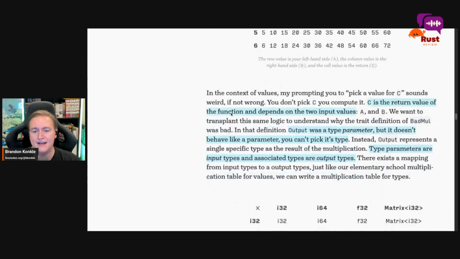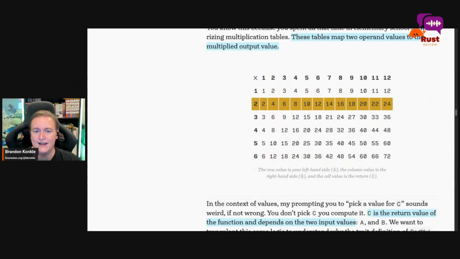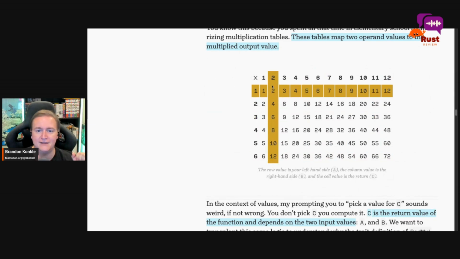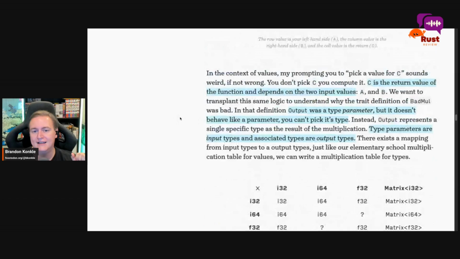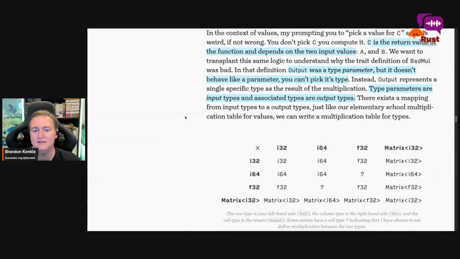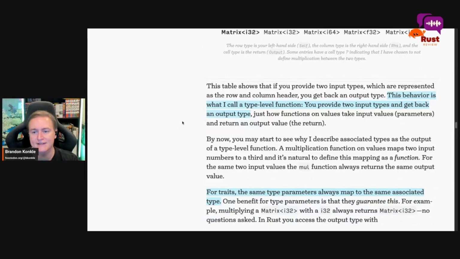But if you step back a little bit and you look at the types, you can see it works the same way. So integer times integer equals integer, or integer times float equals float. You have that same kind of association, that same kind of direct mapping, that you always know what the right answer is for the output type. And so he says this is the behavior that he calls a type level function. You provide two input types and you get back an output type.